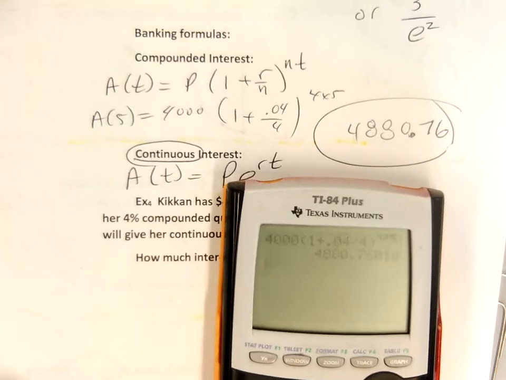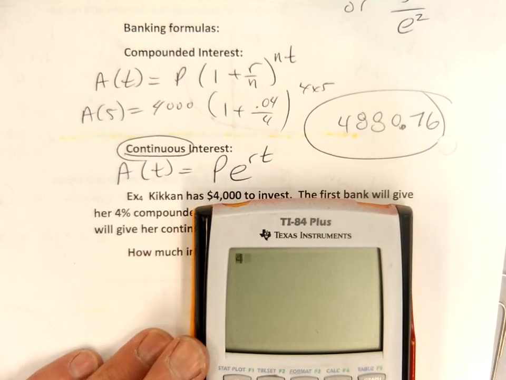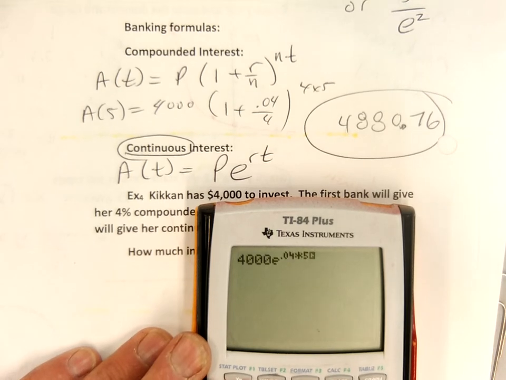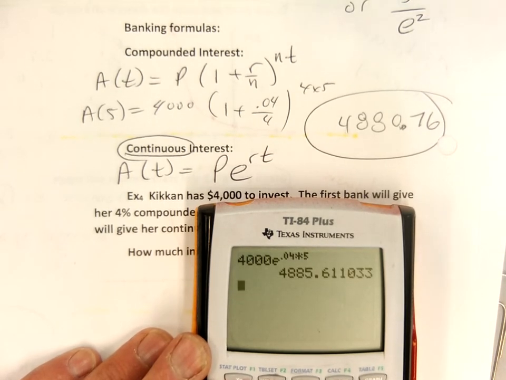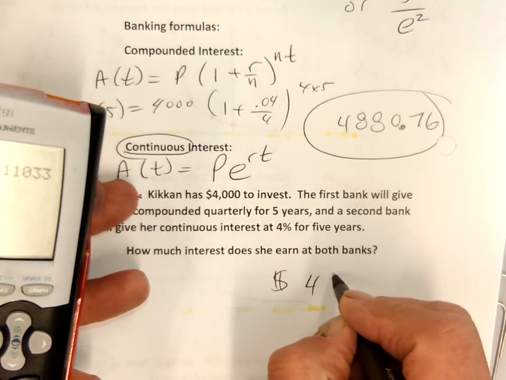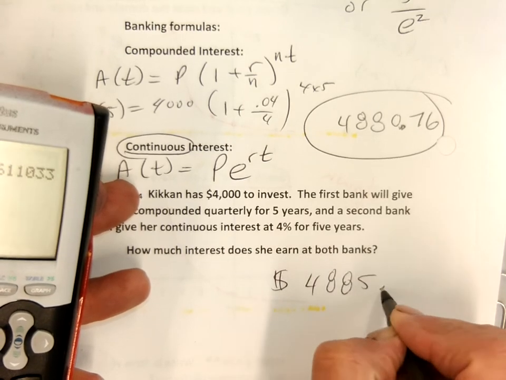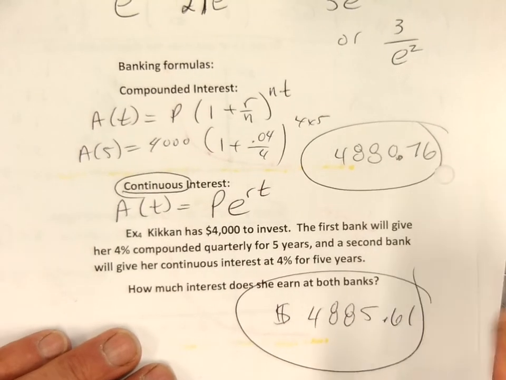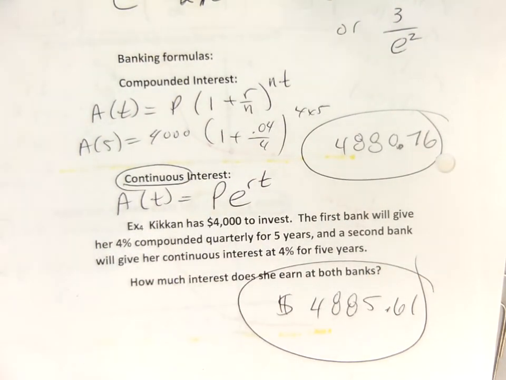So in my calculator, we're going to type in 4,000. We're going to go E, my E button's there, 0.04 times 5. And she makes a little bit more money because it's compounded more often, right? So this time she makes about $4,885.61. Yeah, $5 more, right? I know you can do this.